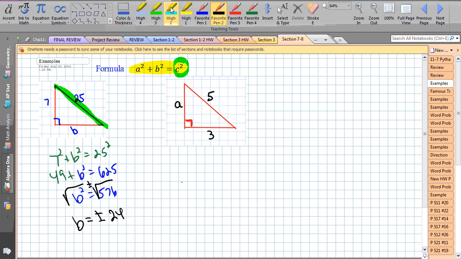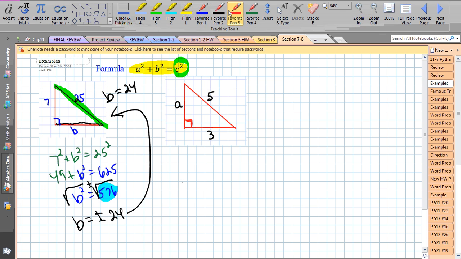Because 576 is actually a perfect square, it turns into 24. So I just found two algebraic solutions, but in the context of this problem, which is geometric, it has a picture, b can only be positive 24 because b is a length of a side. It's not possible for it to be negative.